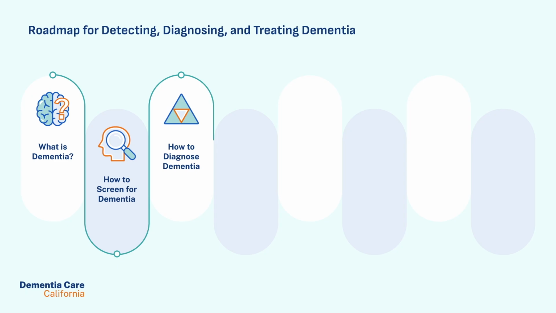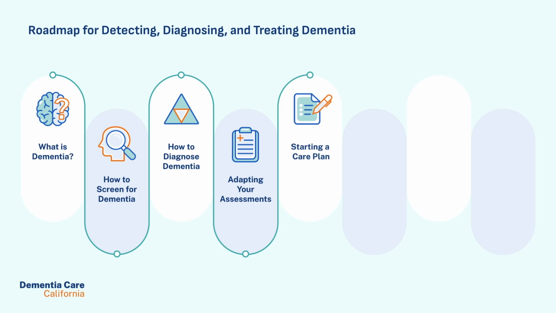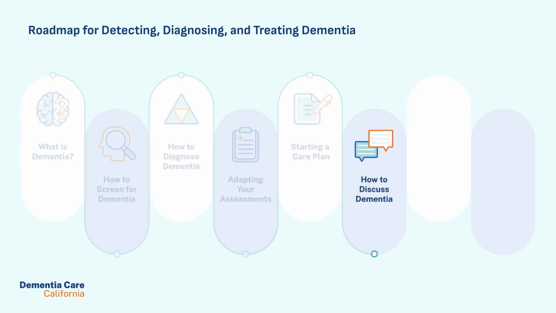So far in this series, we've discussed what dementia is. We talked about how to normalize screening. We've shared toolkits for diagnosing. We've covered how to adapt your assessments for different types of patients, and we've outlined how to create a care plan. Now we're going to discuss ways to disclose a diagnosis to your patient.